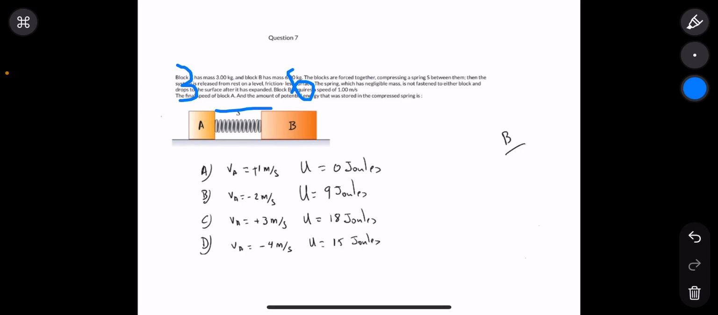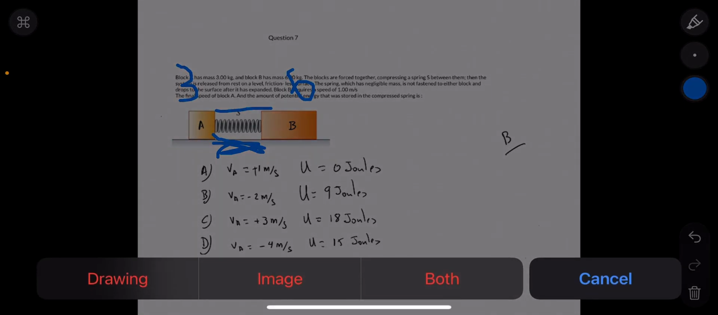The spring, of negligible mass, is not fastened to either block, so we know it's not going to stay on either. Block B acquires a speed of 1 meter per second. We need the final speed of block A and how much the spring compresses. So we have to know how much energy is stored in the compressed spring between these two blocks, right? Let's start writing out what we have here on the side.